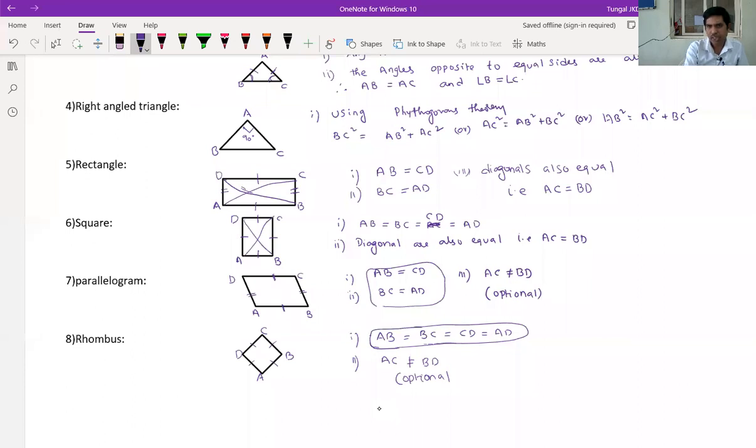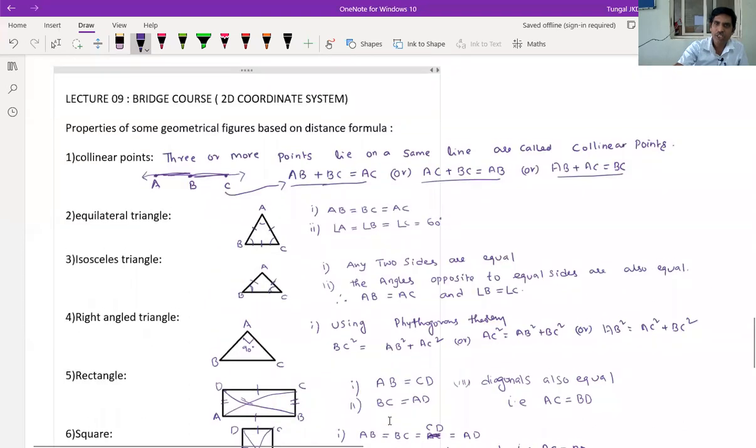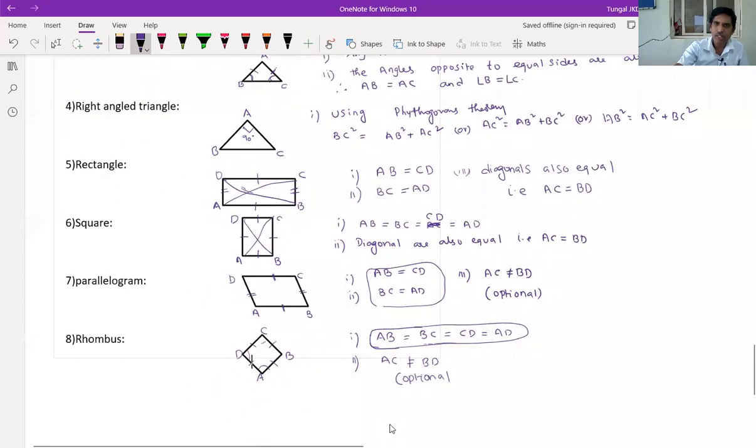Still, in a rhombus the diagonals perpendicularly bisect each other and each angle is not 90 degrees. Like that we have some more properties, but they are not needed to prove it using the distance formula. That's why wherever I used distance, I gave properties based only on that. Understood? So these are some geometrical figure verifications based on the distance formula.